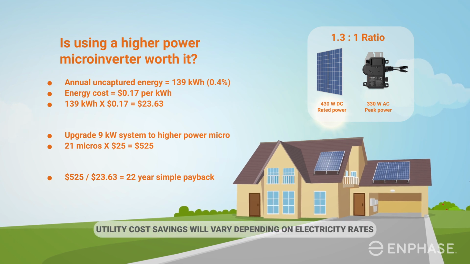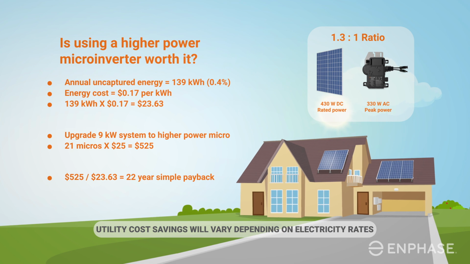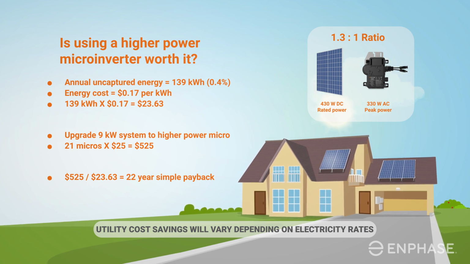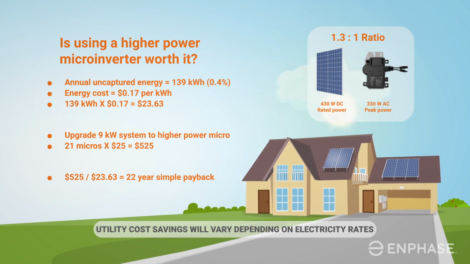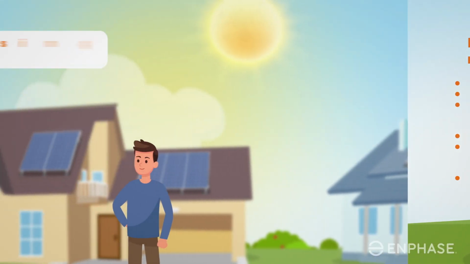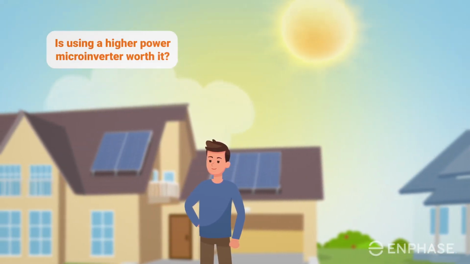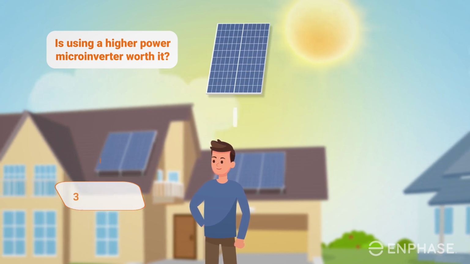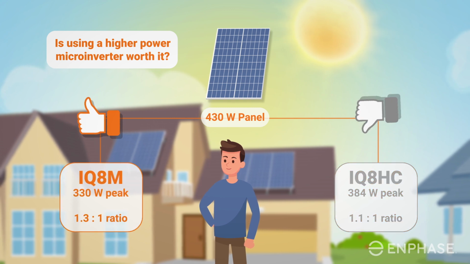It's worth noting that over time the amount of uncaptured energy will decrease as the solar panels gradually degrade with age and put out less power. So the payback period will actually be longer than this simple payback calculation suggests. In this scenario, we've determined that the higher cost of using a higher power microinverter is not justified. The higher ratio of 1.3 to 1 is the better value.